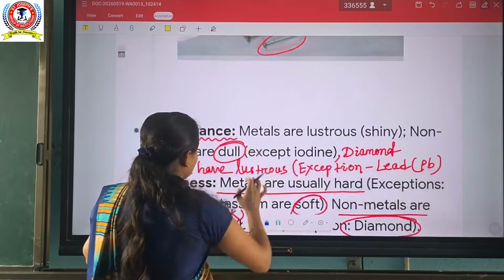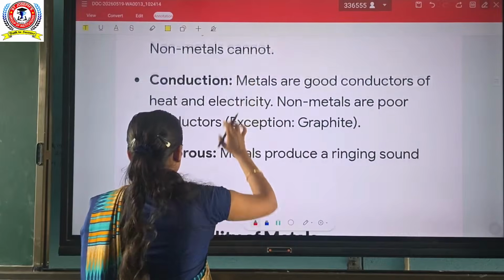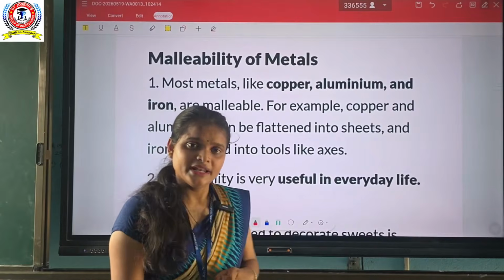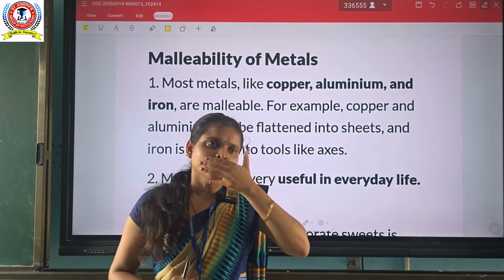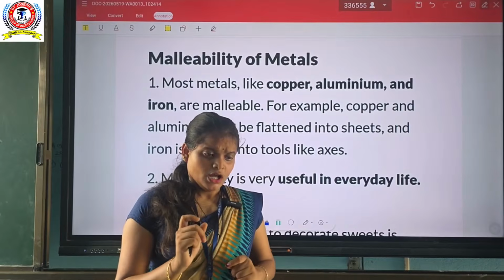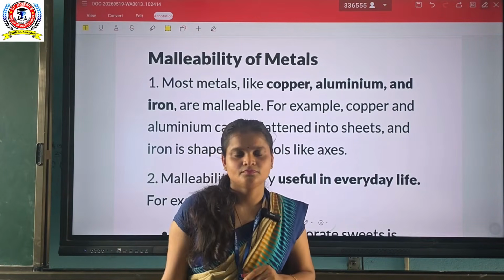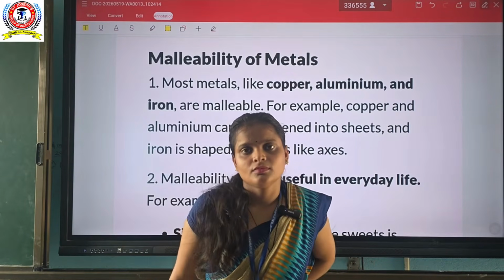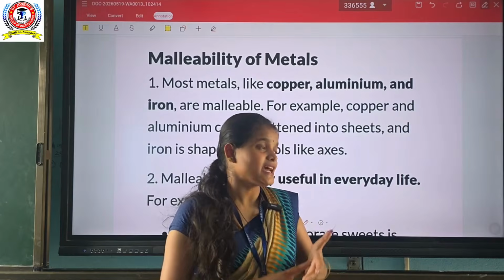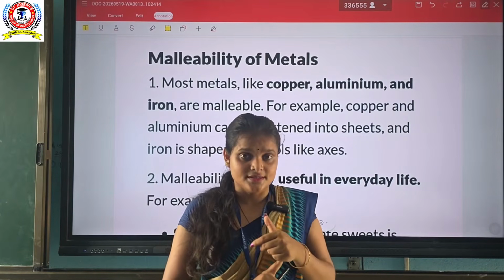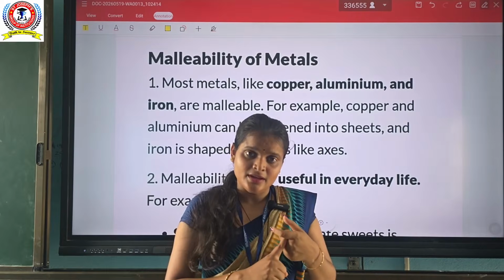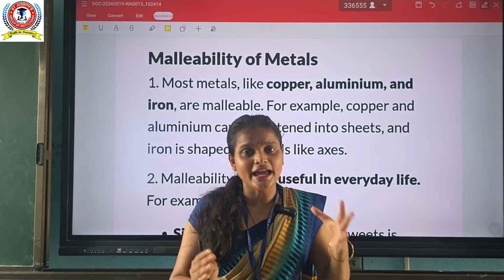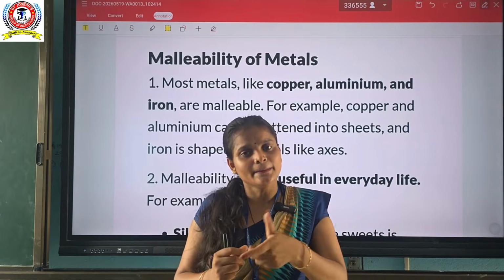Next, I will show you malleability. I will give you an example. Have you ever seen a blacksmith? What does the blacksmith do? A blacksmith can heat and beat iron substances to change their shape and make various designs on those metals.